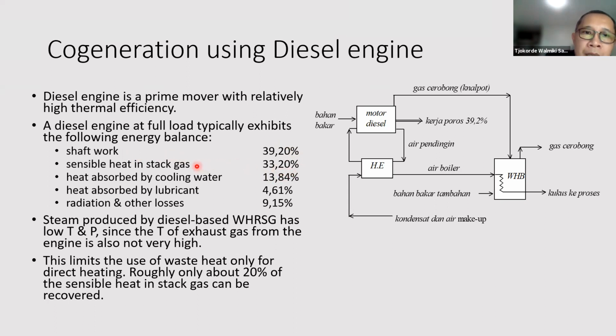33.2 will be ejected to the atmosphere as sensible heat and stack gas and so on. So remember what we discussed yesterday. A convenient diagram to describe this type of energy balance is called what diagram? The Sankey diagram, sir. Yes, you can easily plot these numbers in a Sankey diagram. So we have losses, heat losses to the environment, and so on and so forth.